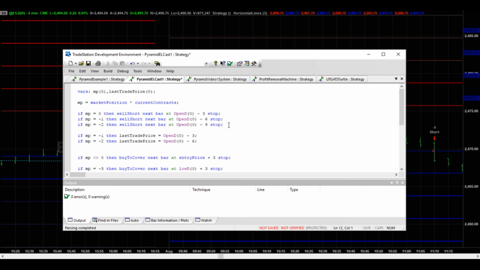Okay. If MP is equal to -3, we have 3 positions, which is the max that we want to put on any given trade, or any given day, I'm sorry. We want to pyramid up to 3, no more. We're going to put the last trade price equal to open of D -9.